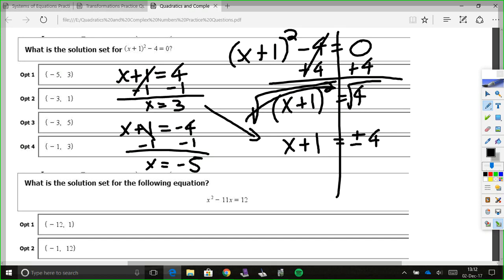Alright, so you do get two equations, and you get two equations because technically the square root is a positive and negative. So then you have the positive and negative square root, and you subtract 1 from both of those. Then you get your two answers. So the correct answer there is option 1.